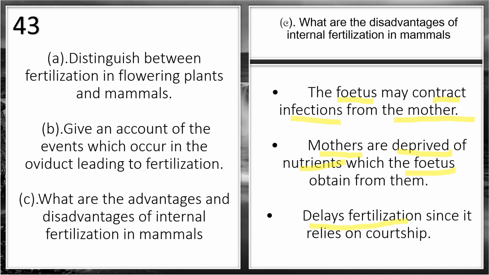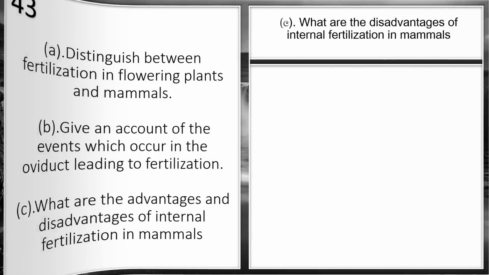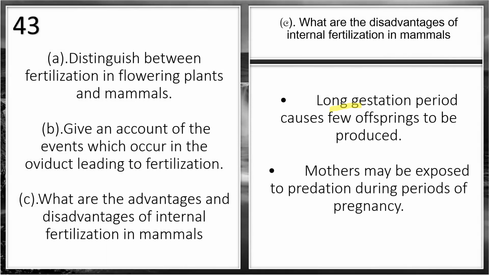Delayed fertilization since it relies on courtship. Long gestation period causes few offspring to be produced. Mothers may be exposed to predation during the period of pregnancy.